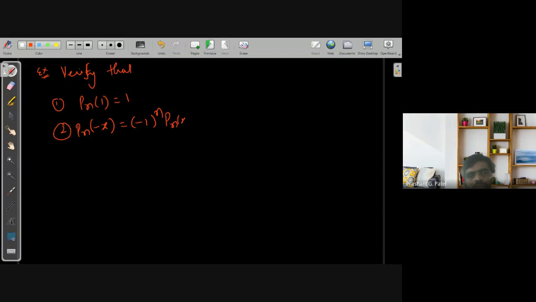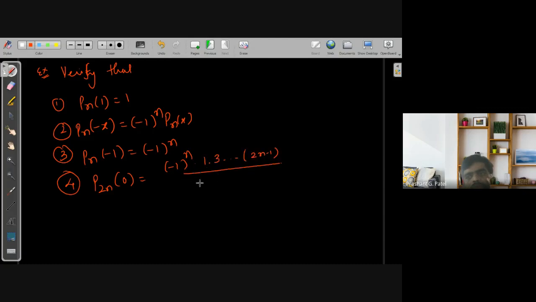Now we will solve some examples here. Verify that, first one, Pn of 1 will be 1. Second, Pn of minus x is minus 1 raised to n into Pn of x. Third one, Pn of minus 1 is minus 1 raised to n. Fourth is P2n at 0 is minus 1 raised to n into 1 into 3 into 2n minus 1 upon 2 raised to n into n factorial. And P2n plus 1 at 0 will be 0. So this exercise we have to verify, and there are lots of other exercises given in the book. You can just go and check that.